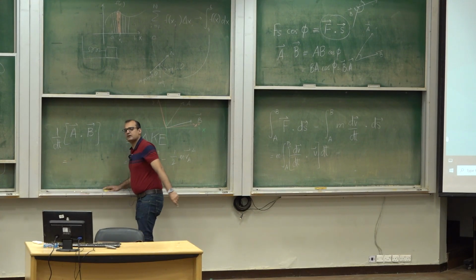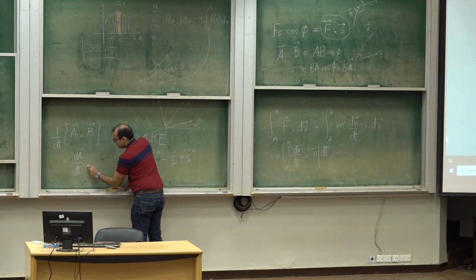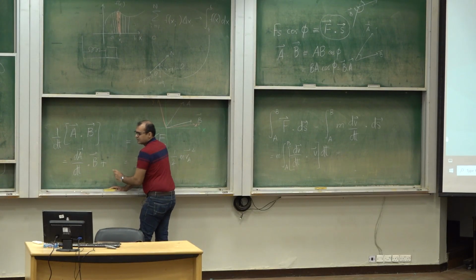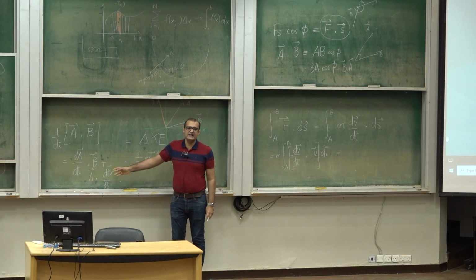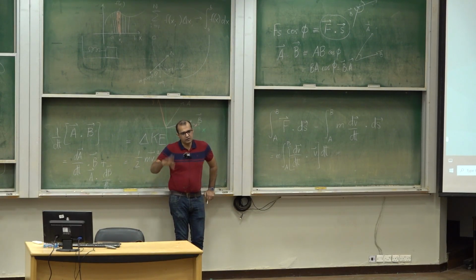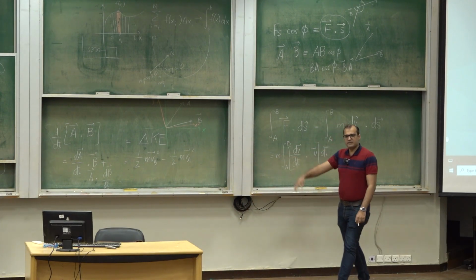It turns out, and that's the proof I asked you to do, is that this is equal to dA by dt dot B plus A dot dB by dt: keep A constant, differentiate B. So exactly the same product rule applies when you're looking at the dot product. Keep one constant, differentiate the other, then reverse it. Okay, I'm going to use that without giving the proof.